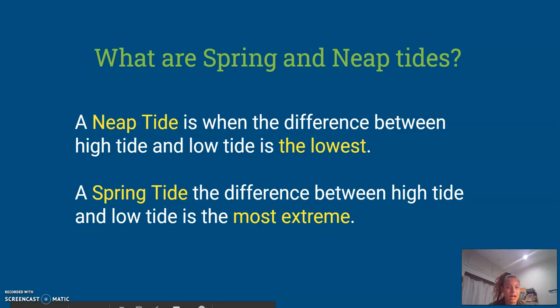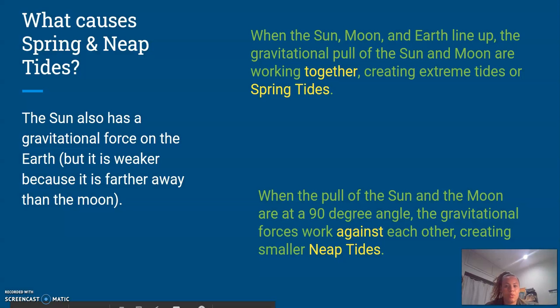However, on a spring tide, the difference between high and low tide is the most extreme. So if you went to the beach at high tide and you came back 6 hours later and it was low tide, you could tell a very drastic difference between the water line on the beach. So what causes these spring and neap tides?